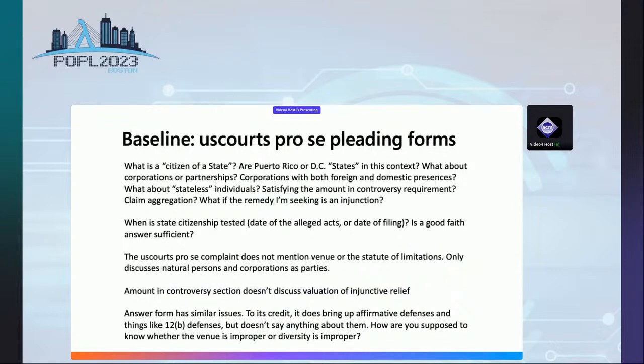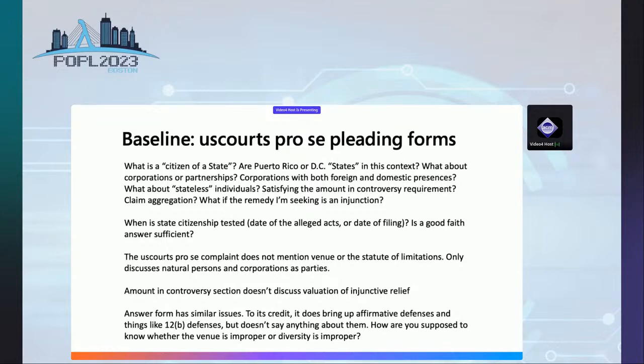So questions that are not brought up, these again become immediately obvious when you go to draft it in a computer. You have to start thinking about these things and you want answers to these questions. What is a citizen of a state? This section 1332, which is the diversity one, asks all these questions. It talks about citizens of a state. It just says states. Are Puerto Rico and DC states? Who knows? There are different kinds of entities. Is it a corporation? Is it a partnership? Is it an LLC, S Corp, C Corp? When do you test state citizenship?